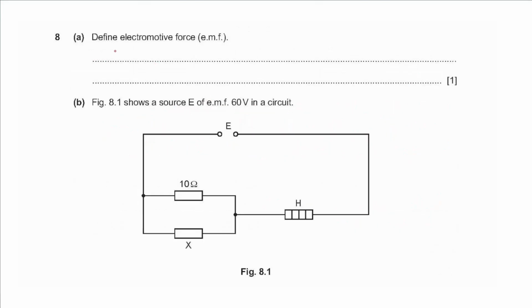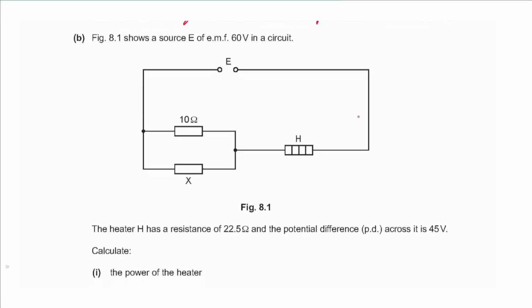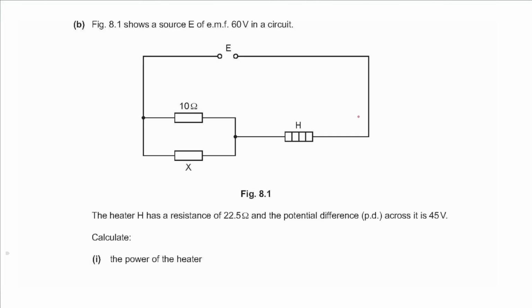Question 8a says define electromotive force or EMF. That would be the energy supplied by a power supply or a battery to move a unit charge across a complete circuit. Part B says figure 8.1 shows a source E of EMF 60 volts in a circuit, the heater H of resistance 22.5 ohms, and the potential difference across it is 45 volts. So we have here 45 volts and 22.5 ohms. Calculate the power of the heater.